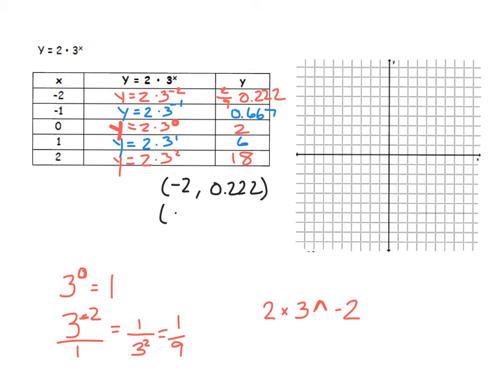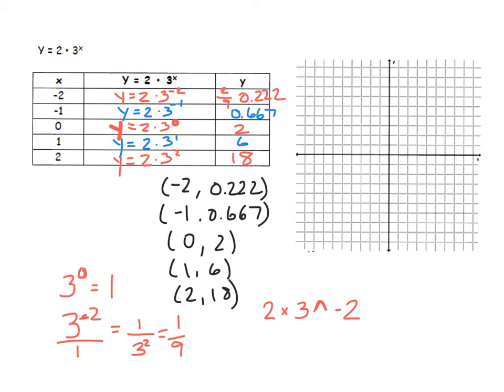All right, so once again we have our coordinates: negative 2, 0.222; negative 1, 0.667; 0, 2; 1, 6; and 2, 18. And we're going to go ahead and plot those points on our coordinate plane.